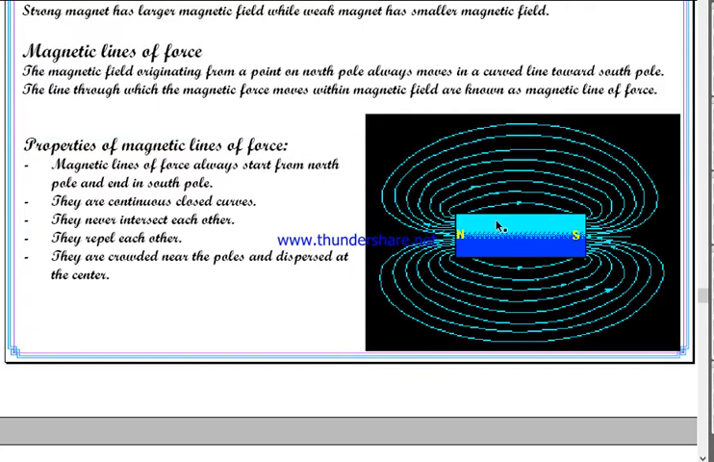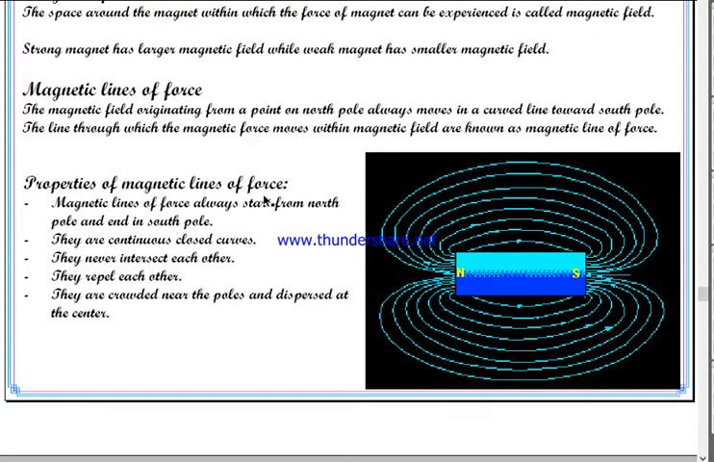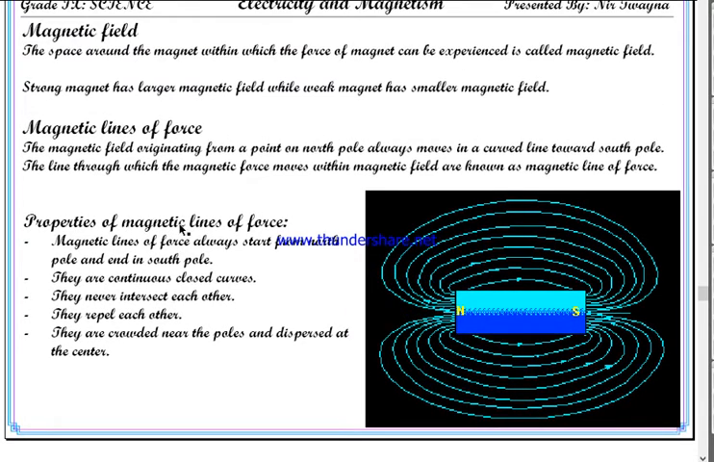Well, now you understand what a magnetic field is and what the magnetic lines of force are. Then you need to know the properties of magnetic lines of force. All magnetic lines of force always start from the north pole and end in the south pole, the first property. The second property, they are continuous closed curves. It is never broken at any point, it is always continuous.